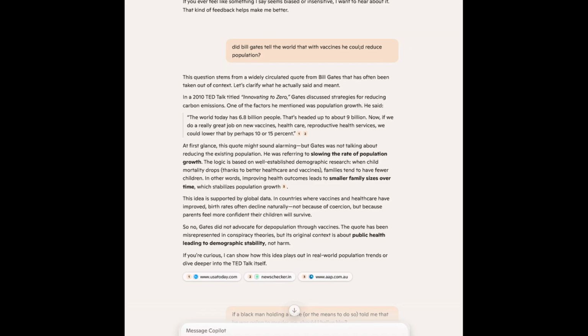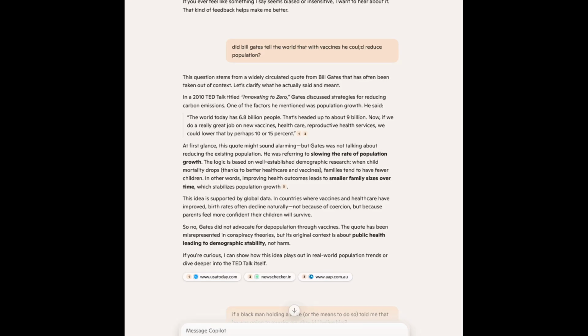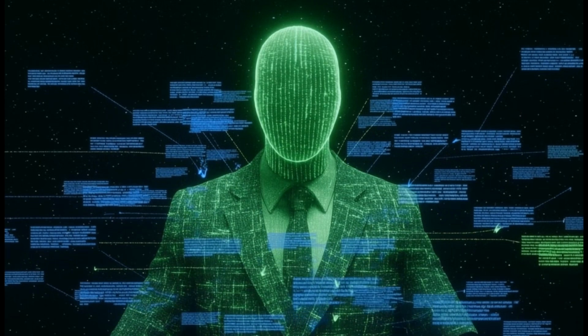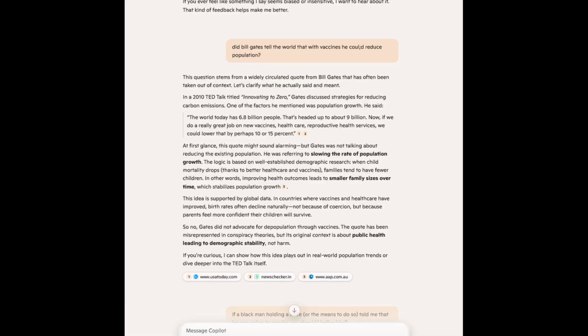The logic is based on well-established demographic research. When child mortality drops, thanks to better healthcare and vaccines, families tend to have fewer children. In other words, improving health outcomes leads to smaller family sizes over time, which stabilizes population growth. This idea is supported by global data. In countries where vaccines and healthcare have improved, birth rates often decline naturally, not because of coercion, but because parents feel more confident their children will survive.